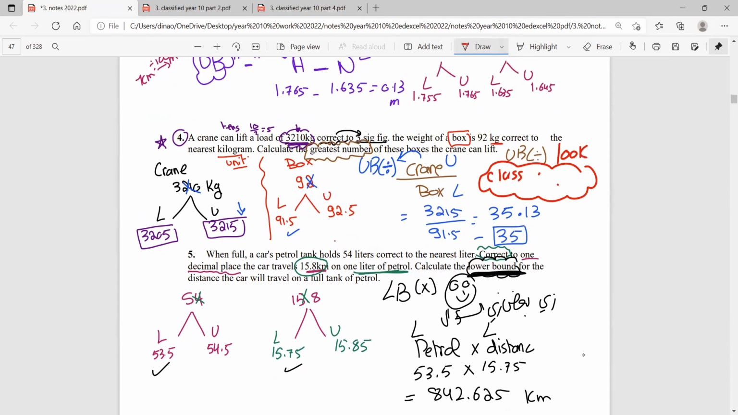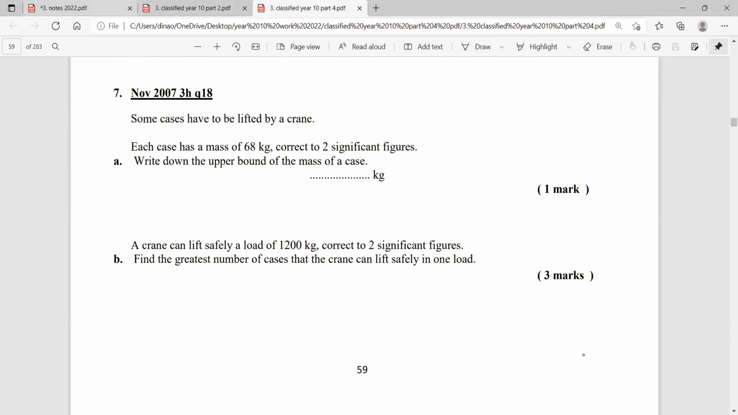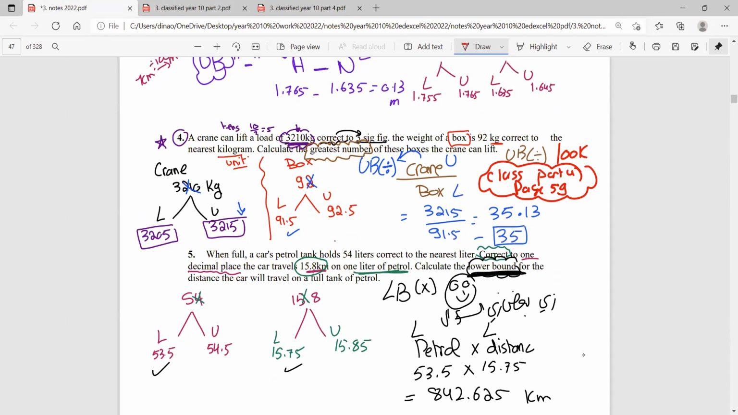Classified, part 4, page 59, صح? Page 59? Yes, page 59. So in the notes, next to the crane question, I want you to write this down. Look, classified, part 4, page 59.